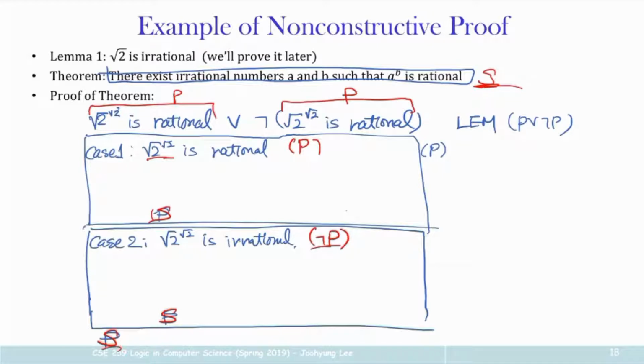So far I didn't use any particular knowledge about the rational numbers, but now we can use. Case 1, so we know that this number is irrational. Let's take a and b to be square root of 2. What happens? Can we now prove S? First, are a and b irrational? Yes. Why? By lemma 1, right?